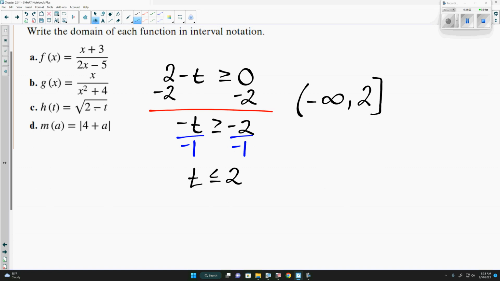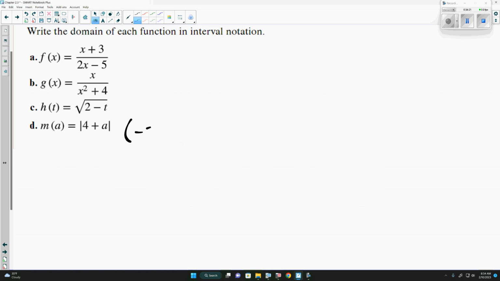I like the fact they threw the last one in, the absolute value of 4 plus a. Because with absolute values, we know it cannot equal a negative. We can't have it equal a negative number, yes? Are there any restrictions on what I can plug in for a? No, we can plug any number we want in for a. So what's its domain? All real numbers.